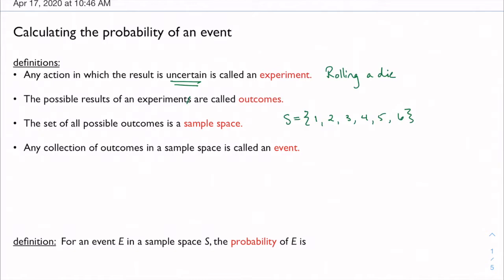Any collection of outcomes in a sample space is called an event. So maybe my event, and I'll call it E, might be rolling a 2. Or my event could be rolling an even number. So there are a lot of different events we can consider within our sample space that are possible results or outcomes from our experiment, rolling a die.